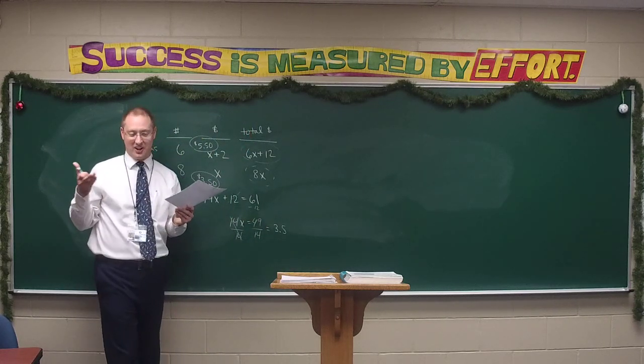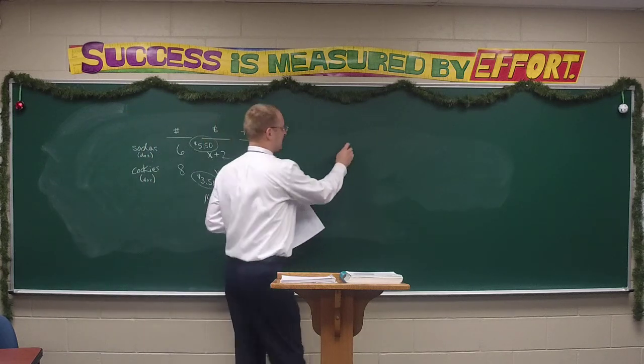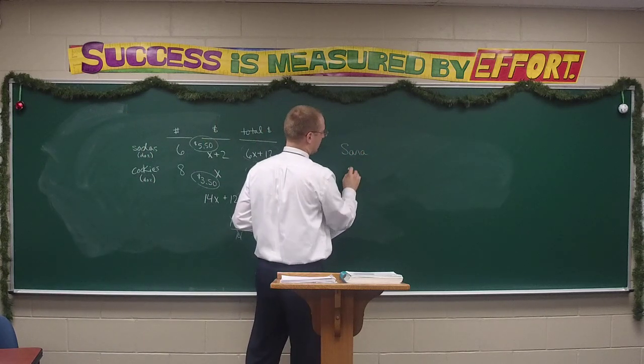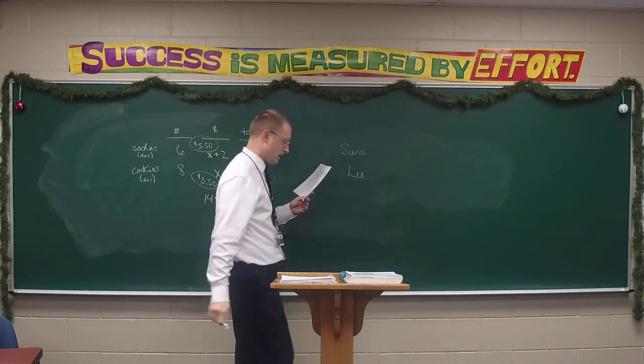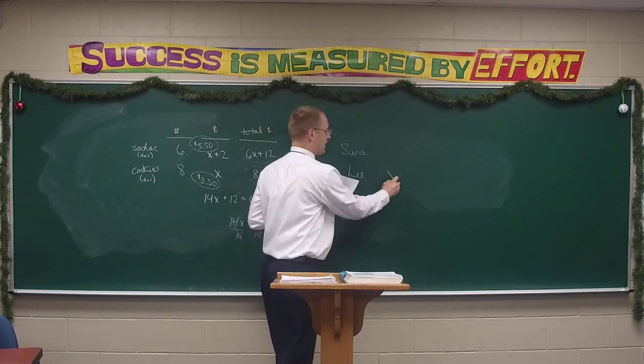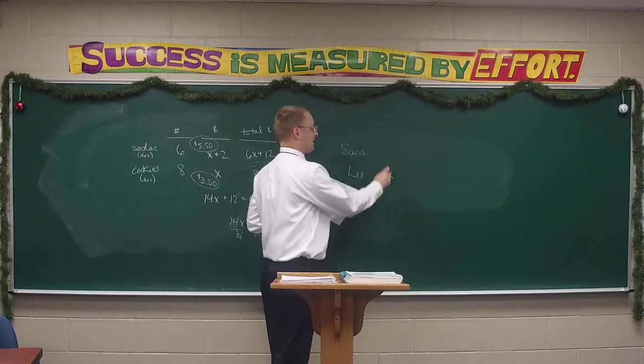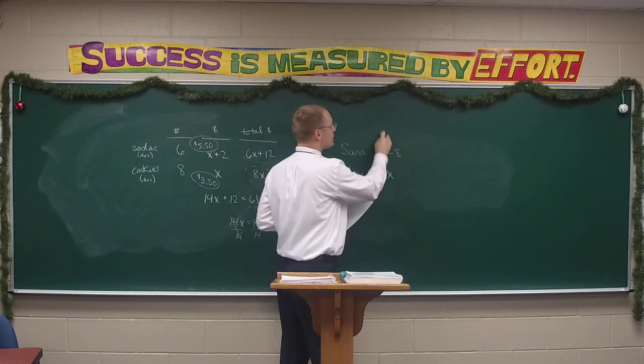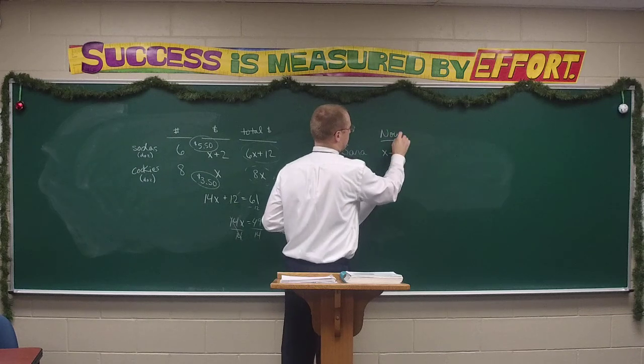The unknowns here, Audrey. Sarah and Lee. I'm sorry? Sarah and Lee. Sarah and Lee. And who gets to be X? Lee. Lee, and Sarah would be X minus 8. X minus 8. And that's their ages right now. And that comes from the first sentence.